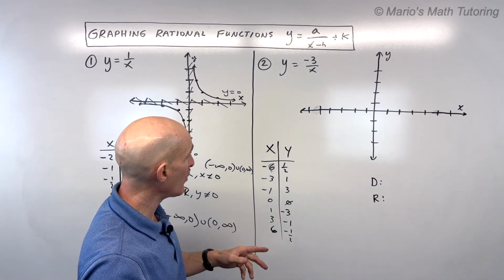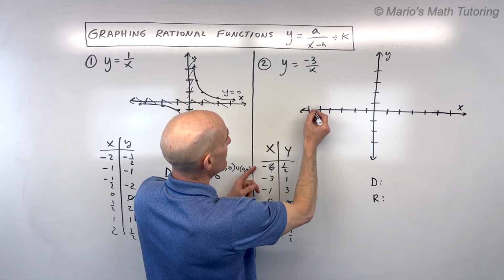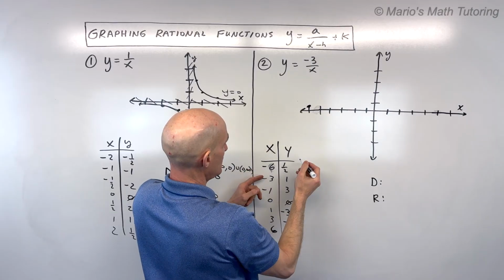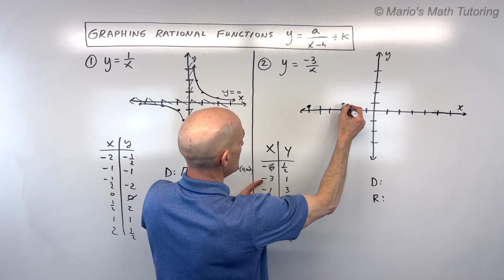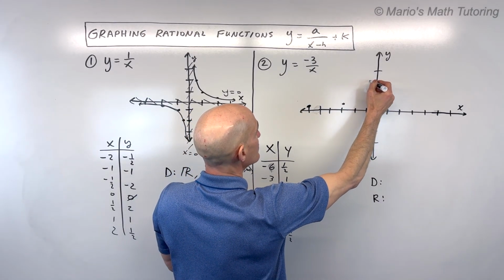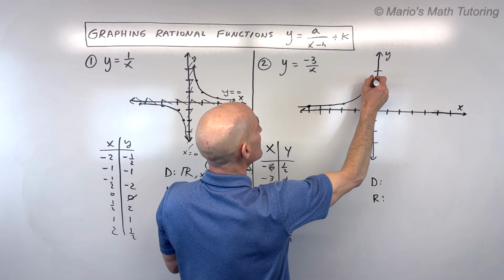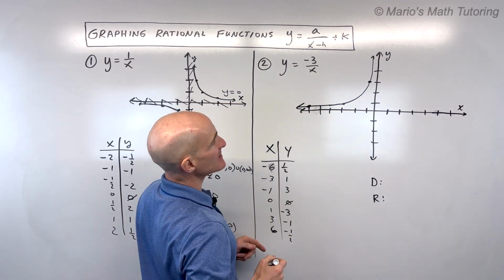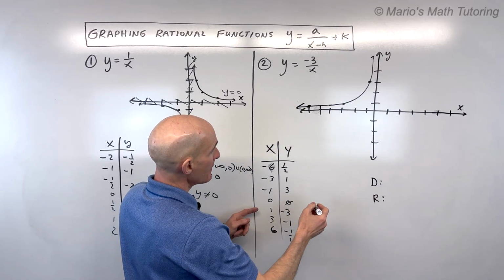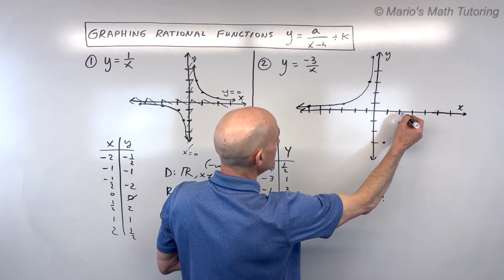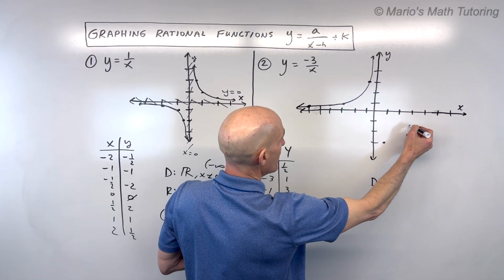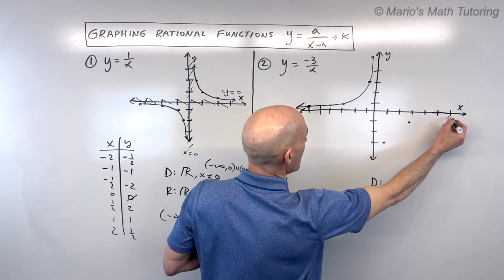Okay, so plotting these points now, left 6 up 1/2 would be right about here. -3, 1 would be right about here. -1, +3 is right about here. So see what's happening. The graph is, again, approaching the y-axis and the x-axis. It doesn't touch, doesn't cross. And over here, 1, -3, 3, -1, and 6, -1/2.